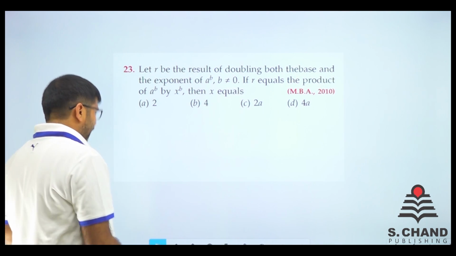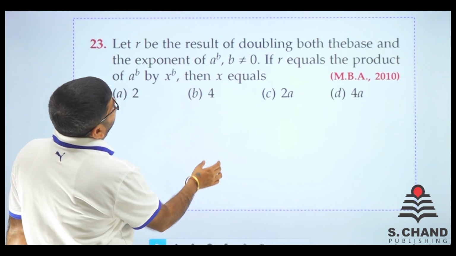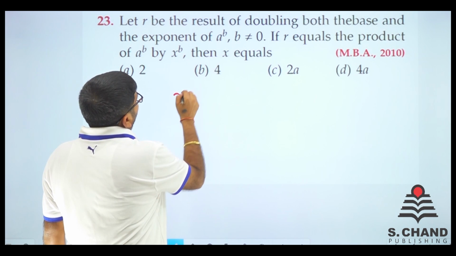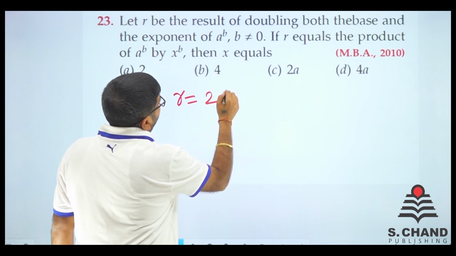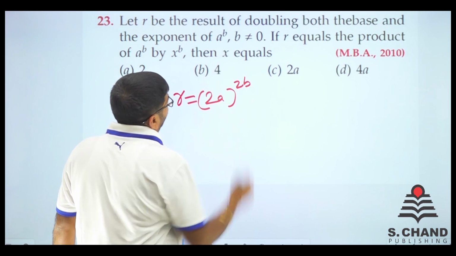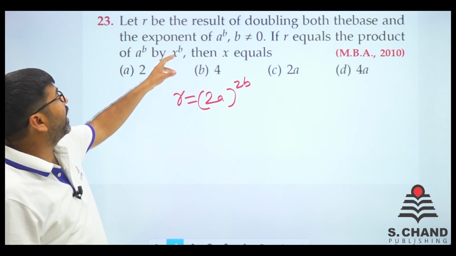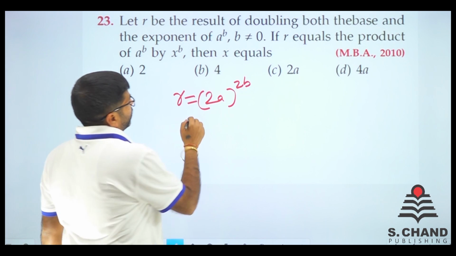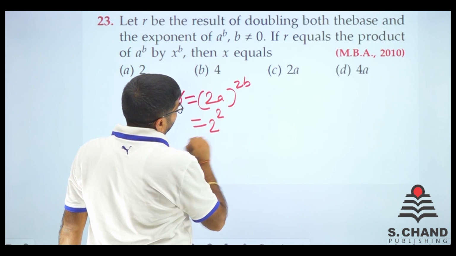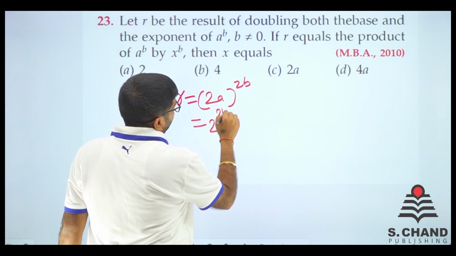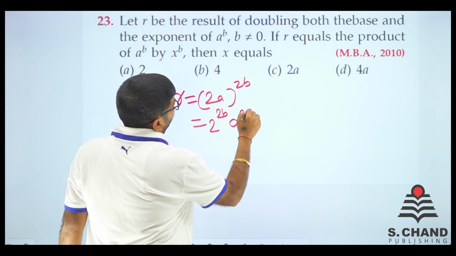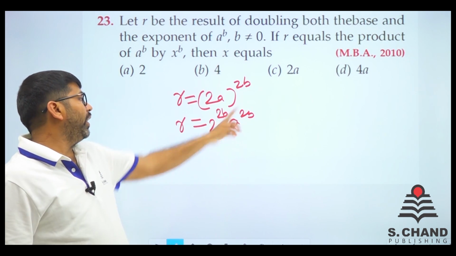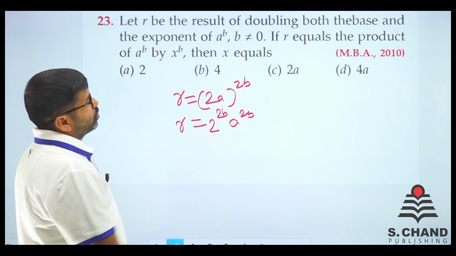MBA 2010, let's see what they say. Let R be the result of doubling both the base and the exponent of a^b. So R is equal to (2a)^(2b). Why is it? Because it is said that doubling both the base and the exponent. So it is 2 raised to power 2b and a raised to power 2b. b is not equal to 0.